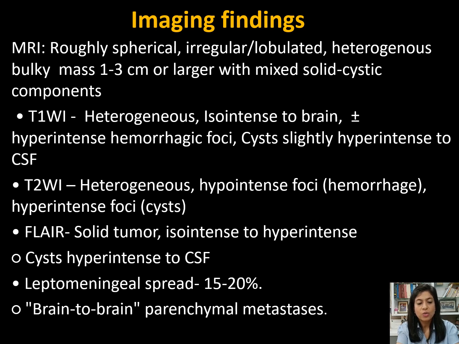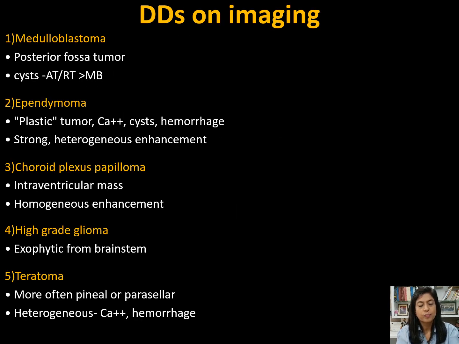Leptomeningeal deposits or spread is seen in 15 to 20% of cases at initial presentation, and these deposits may be diffuse, linear, or multiple nodular. Brain parenchymal metastasis may also be present. So the differential diagnosis on imaging could be a medulloblastoma. Now, medulloblastoma is typically a posterior fossa tumor, and ATRTs are more likely to have cysts than medulloblastomas.